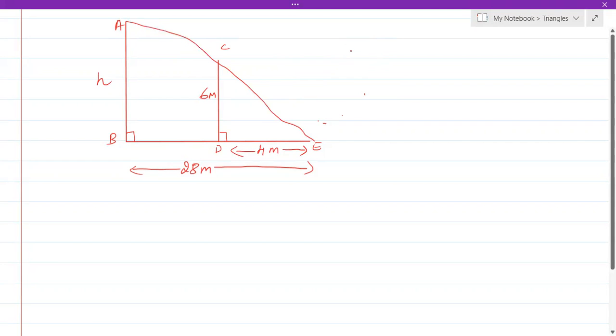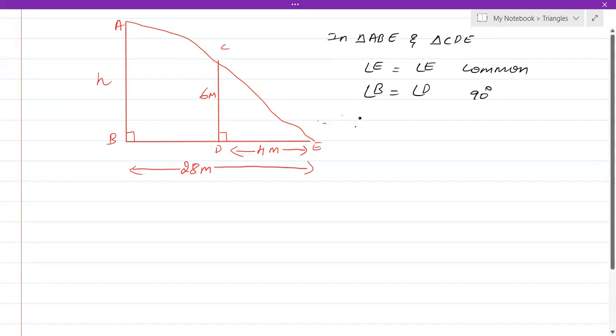So again, we are going to deal with similarity itself. So let's prove the triangle ABE and CDE are similar. In triangle ABE and triangle CDE, if you observe properly, angle E is common for both the triangles. So common. And angle B and angle D both are equal because 90 degree. Therefore, since two angles are equal, triangle ABE is similar to triangle CDE using AA criteria.